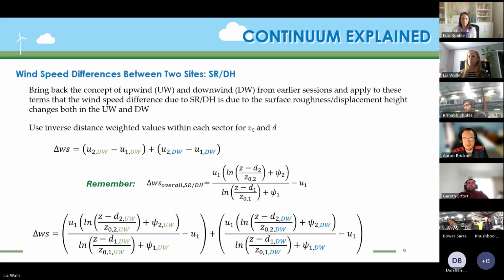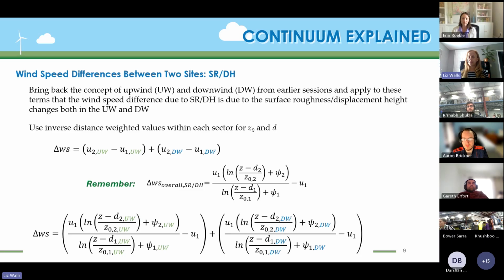Okay, now that is the basic equation, but we want to remember how we look at things in Continuum. What we do with the terrain exposure portion of the model is we look in the upwind direction for each direction sector. And in the upwind direction, we look at what the changes are between the two sites and how they will impact the wind speed. And then we do the same thing in the downwind direction, and we look at the differences in the terrain and how that can impact the wind speed due to changes in the downwind.